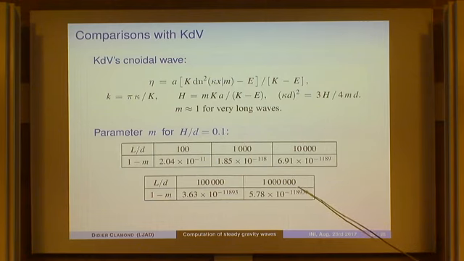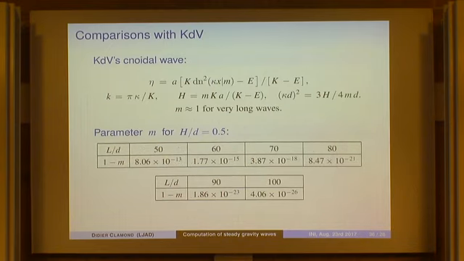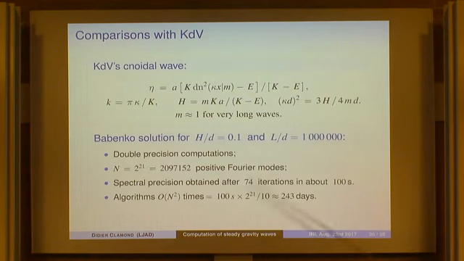Okay? But let's compute that with the Babenko equation and the PTHE iteration. So this is what I do here. In double precision, I use 2 million positive Fourier modes, and I obtain spectral convergence after 74 iterations in less than 2 minutes.